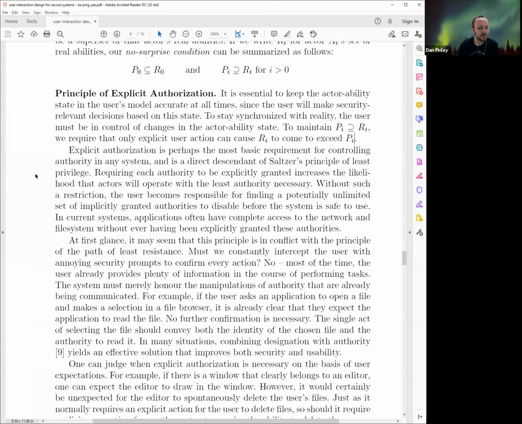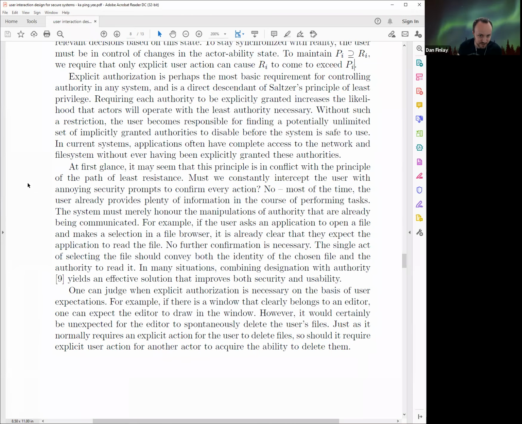Most of the time, the user already provides plenty of information in the course of performing tasks. The system must merely honor the manipulations of authority that are already being communicated. For example, if a user asks an application to open a file and makes a selection in a file browser, it's already clear that they expect the application to read the file. No further confirmation is necessary. The single act of selecting the file should convey both the identity of the chosen file and the authority to read it. In many situations, combining designation with authority yields an effective solution that improves both security and usability.